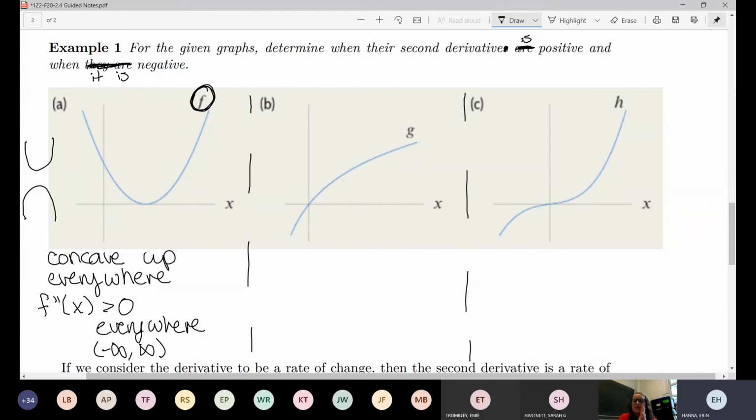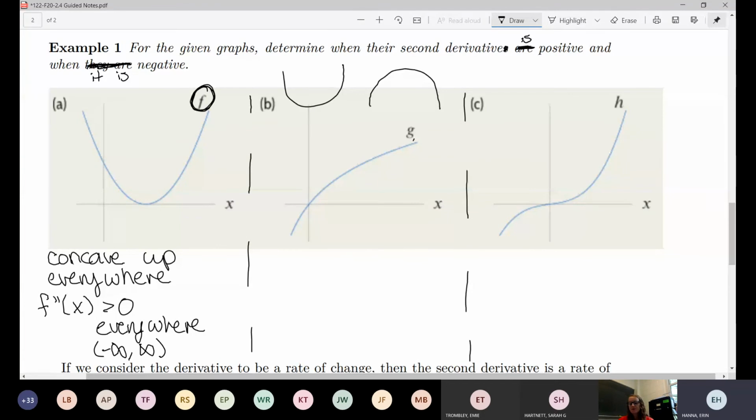Now, if I look at the second one, I want to know whether that's concave up or concave down. Once this catches up to me. Come on, you can do it, computer. I believe in you.